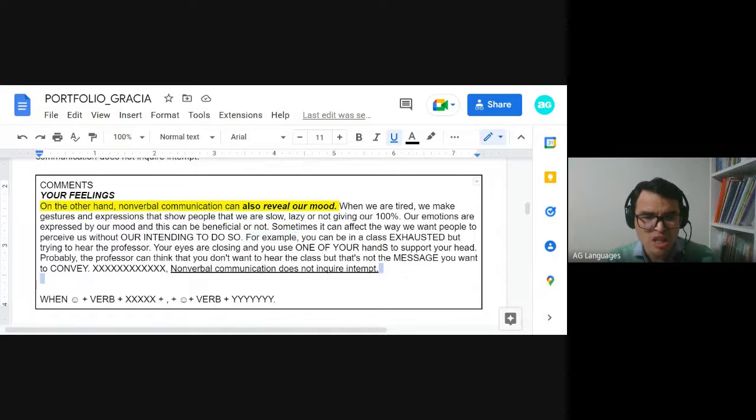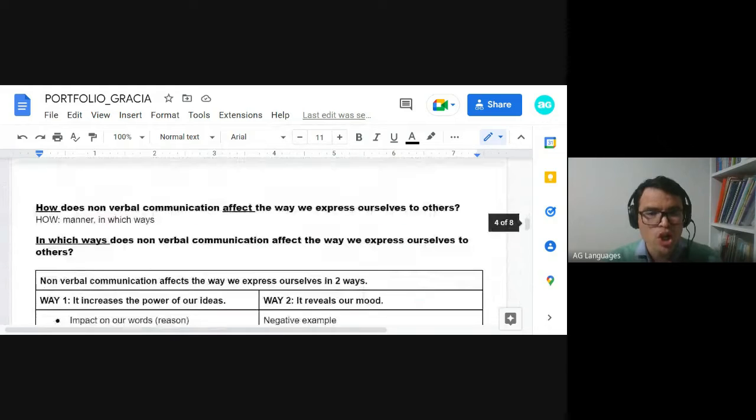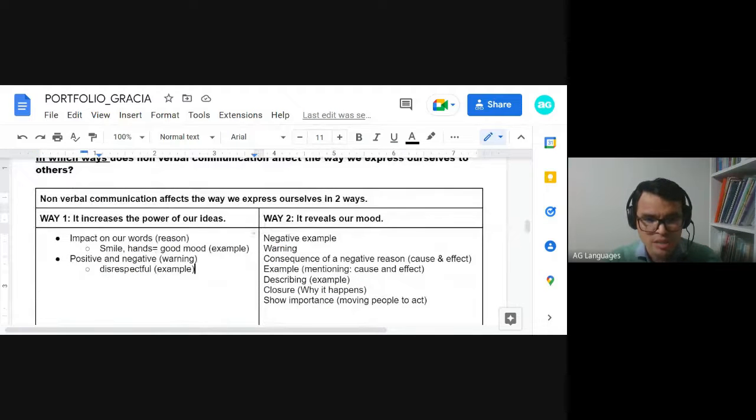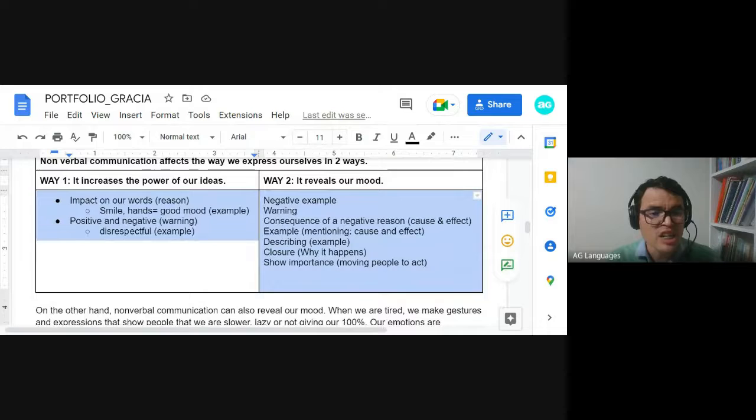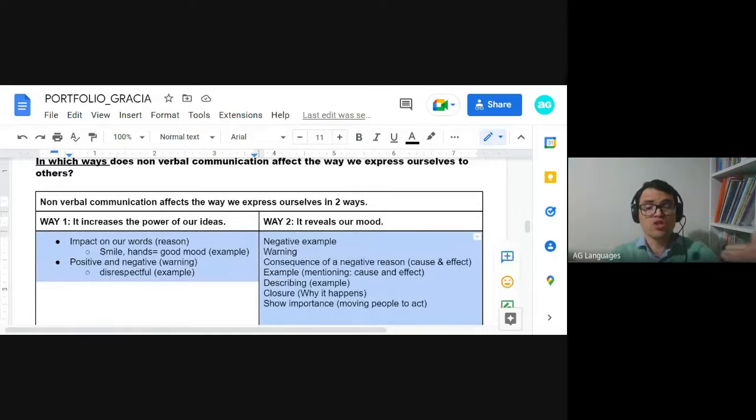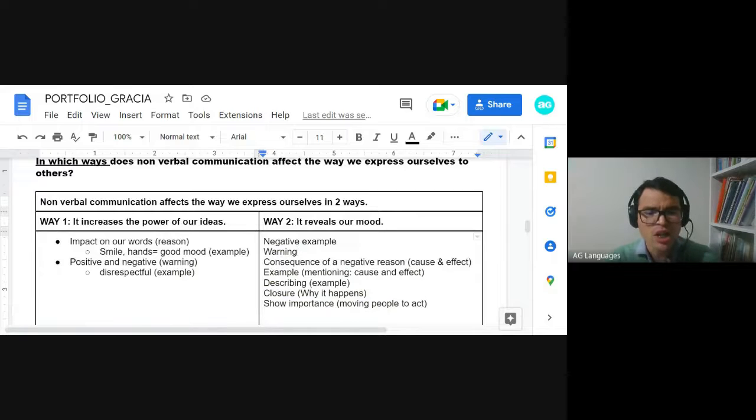But why is she saying this? Nonverbal communication does not require intention or intent, right? Why is she saying that? Well, to be able to get to all of those conclusions, you need to organize your ideas like this. You need a graphic organizer before you start writing, right? And that graphic organizer will help you analyze the things that you want to talk about, right?